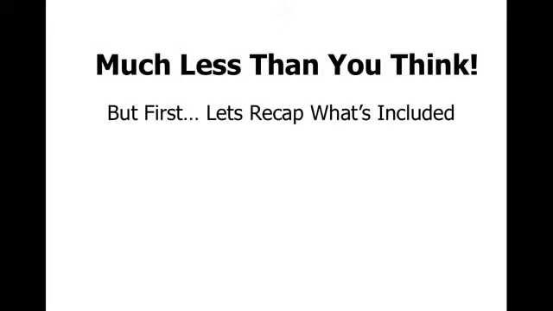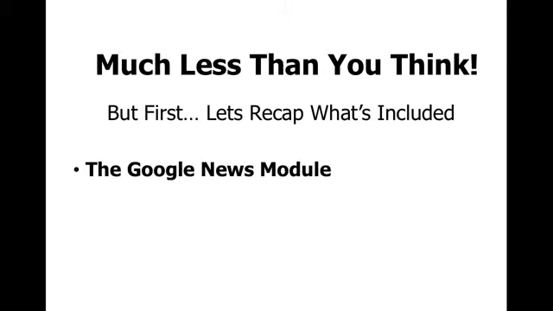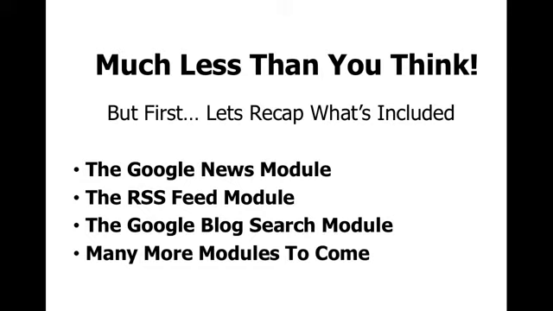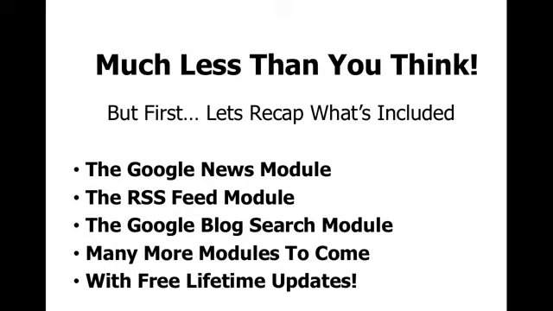But first, let's recap what's included. You get the Google News module that I just showed in the example here. You get the RSS feed module, and you get the Google Blog Search module. And each of these 3 modules, you can have unlimited campaigns within each of them, both for auto blogging and for doing the instant import. And you can use unlimited keywords for all of them too. And there are many more modules to come. We're already planning and working on extra content modules from other sources beside these 3. And you get free lifetime updates, so any module we'll release later on, you will get for free.